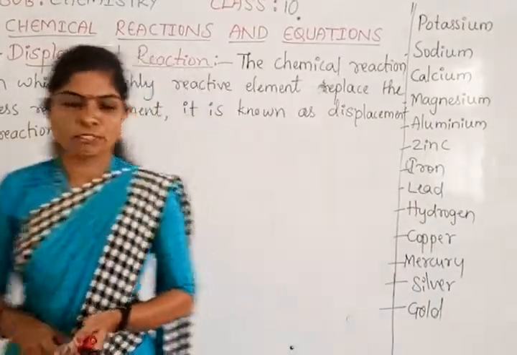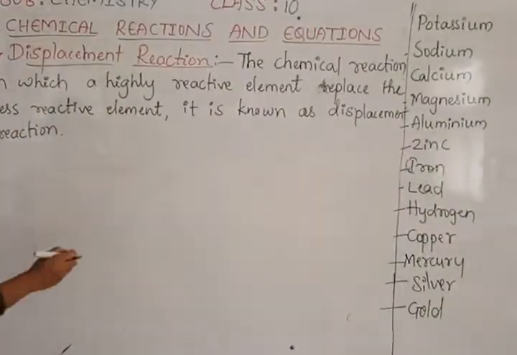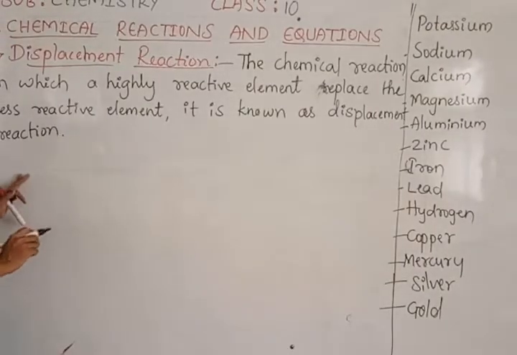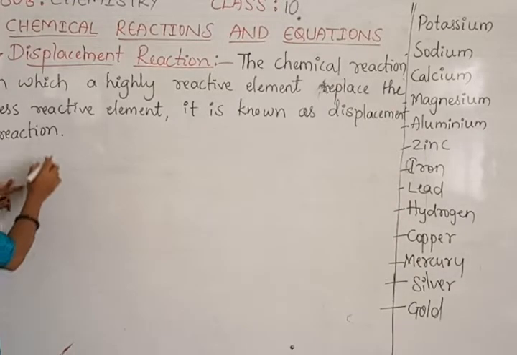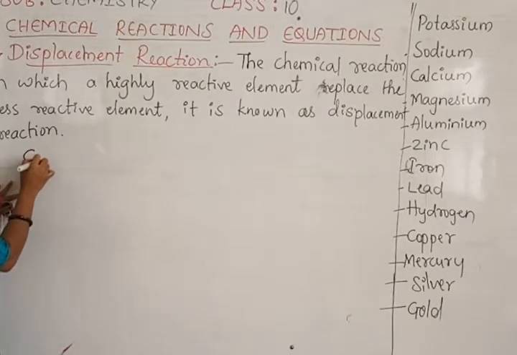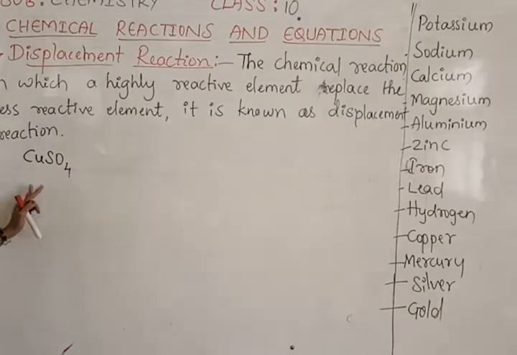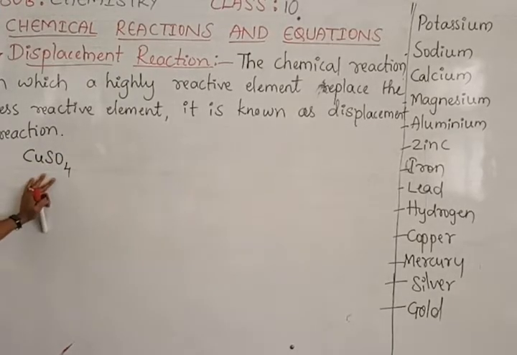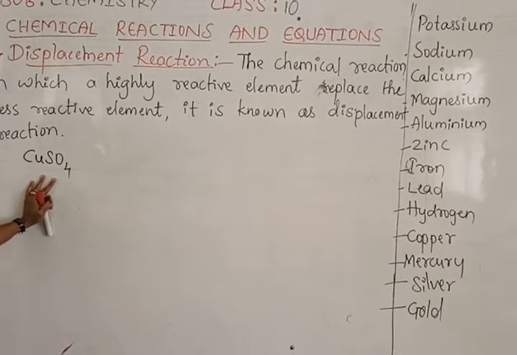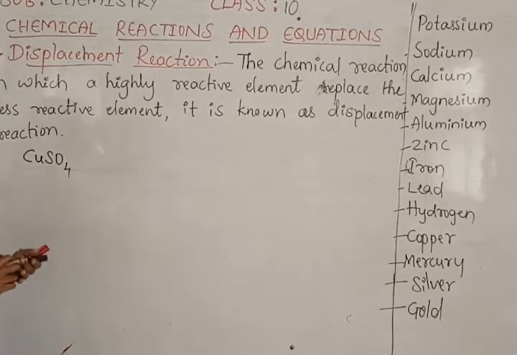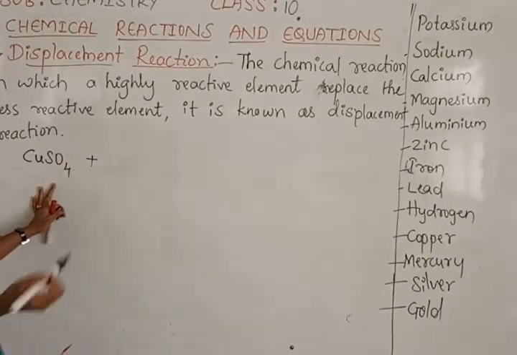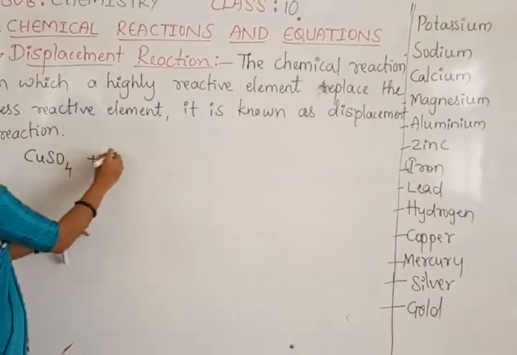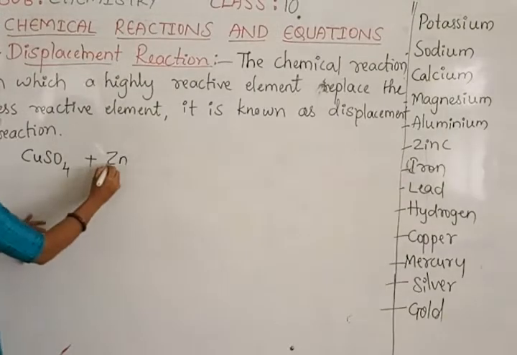Can we take some examples? We can solve some of the equations. Firstly, look at the reactivity series, and now we can take the example of copper sulfate. Copper sulfate is a solution. Do you remember its color? Yes, it is blue. When it reacts with any of these metals, I will take zinc.